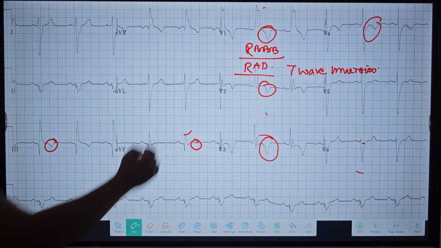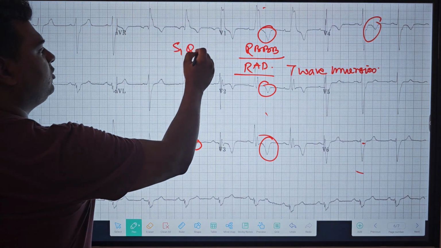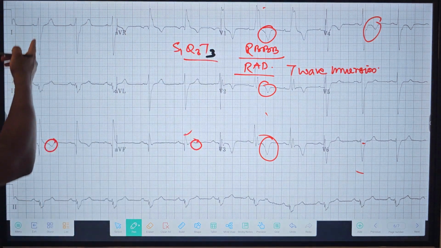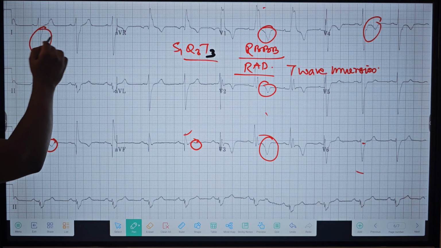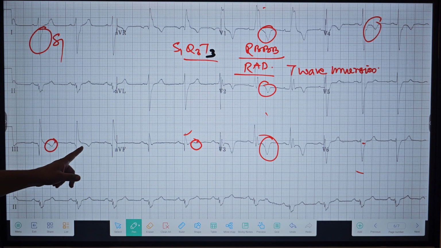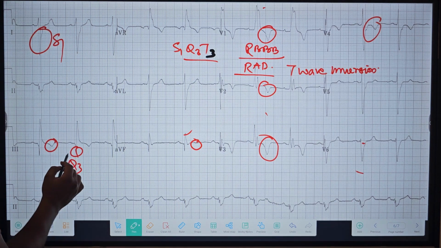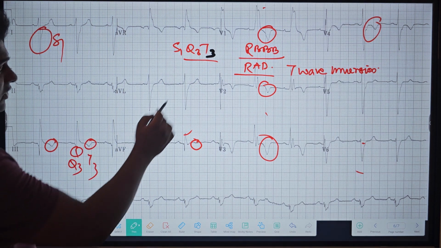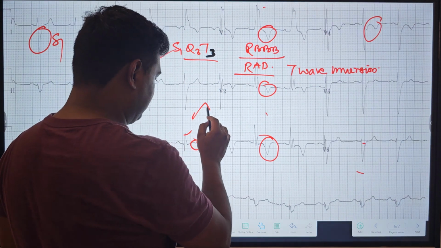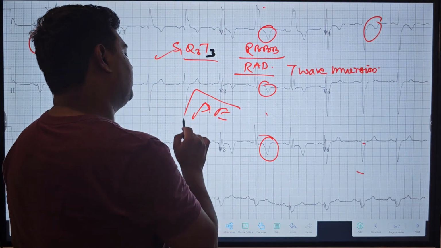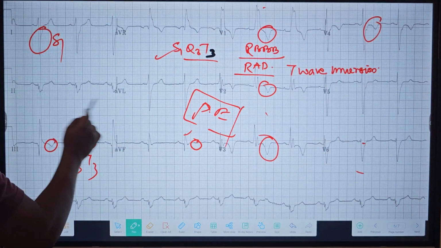Also, I have told you about S1, Q3 and T3. See, in lead 1 we are getting this S, so this is S1. In lead 3 we are getting a Q wave, that is called Q3, and in lead 3 we also get T3. So there is a high chance that this patient has pulmonary embolism.